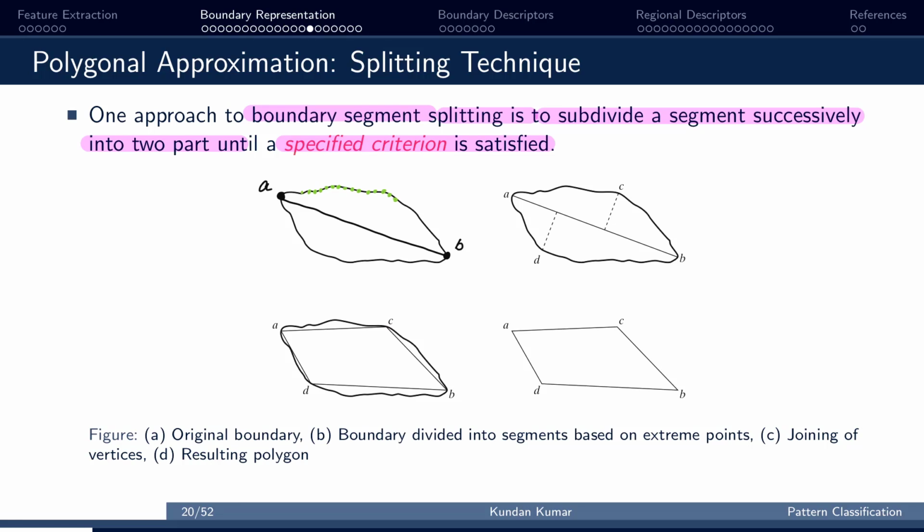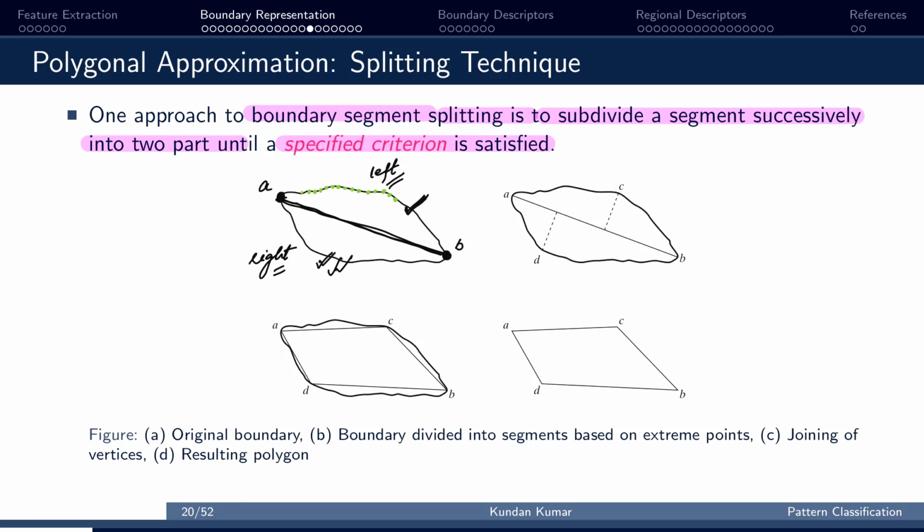So once we have the two farthest points on the boundary, then all the pixel values will be divided into two sets. One set will be the left set and another will be the right set. That means whatever pixels are on the left side of this line, those pixels will be in the set left, and whatever pixels are on the right side of this line segment, that will be in the set right.